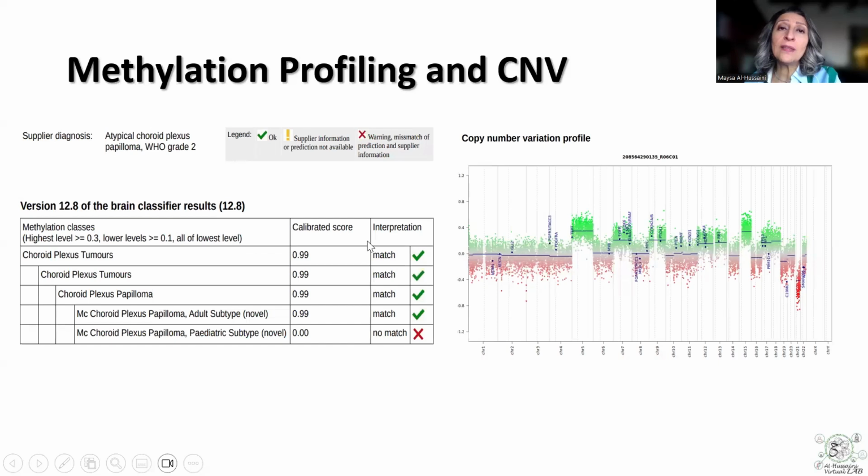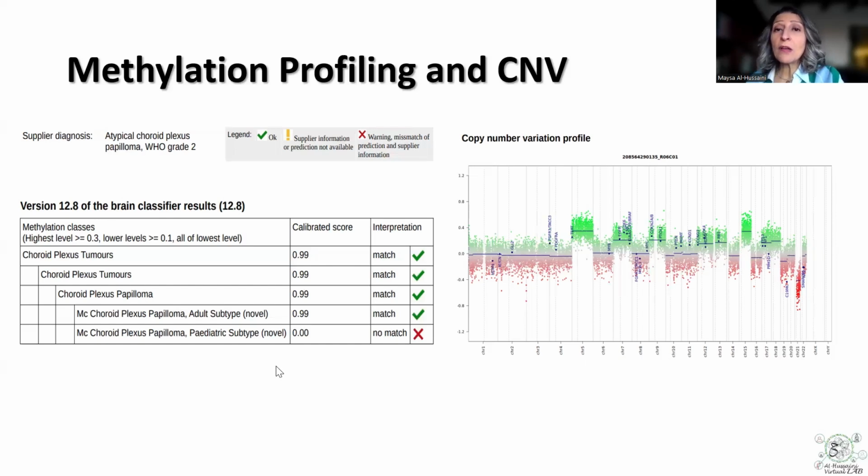Now, furthermore, we did the DNA methylation profiling as well as copy number variation, and this is our supplier's diagnosis, our original diagnosis. The diagnosis came back as choroid plexus tumor, choroid plexus papilloma, adult type. Now, remember that in methylation profiling, the classifier does not provide a grading in choroid plexus tumors, so it cannot differentiate between the typical choroid plexus papilloma and the atypical choroid plexus papilloma, which remains really a diagnosis based on histological features.